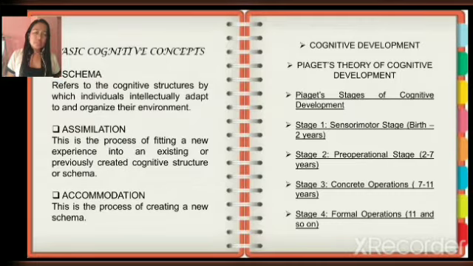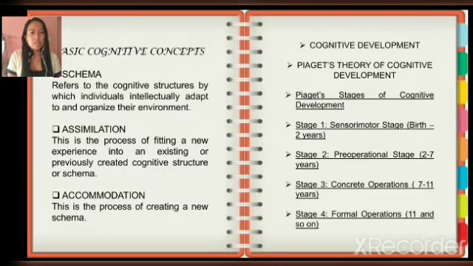So let's proceed with Piaget's theory of cognitive development. So in Piaget's stages of cognitive development, there are 4 stages in all, in which Piaget believed that if we complete all these stages, we are a fully developed human person.